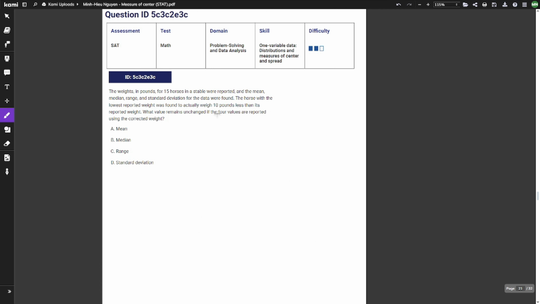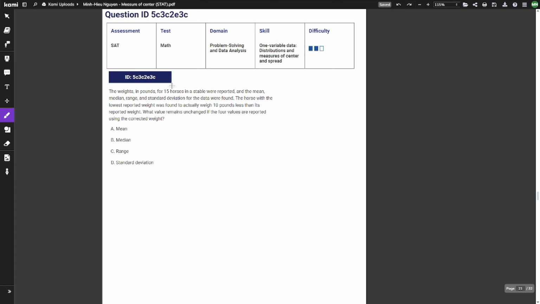Question number 21. The weights in pounds for 15 horses in a stable were reported, and the mean, median, range, and standard deviation for the data were found. The horse with the lowest reported weight was found to actually weigh 10 pounds less than its reported weight. What value remains unchanged if the four values are reported using the correct weight?